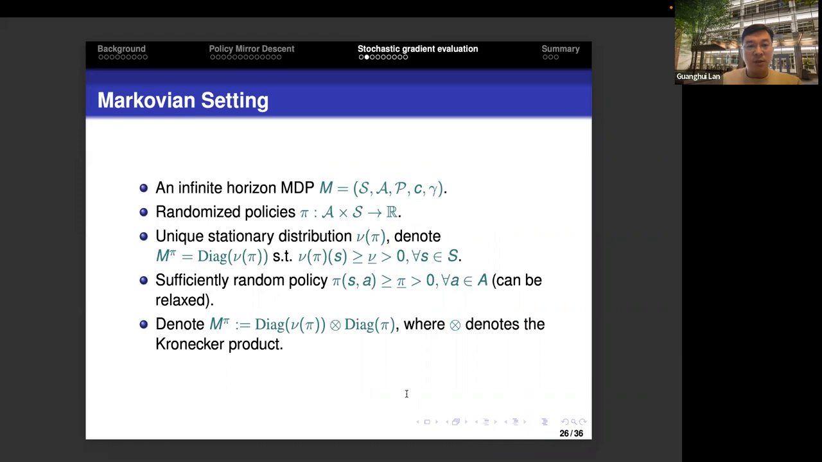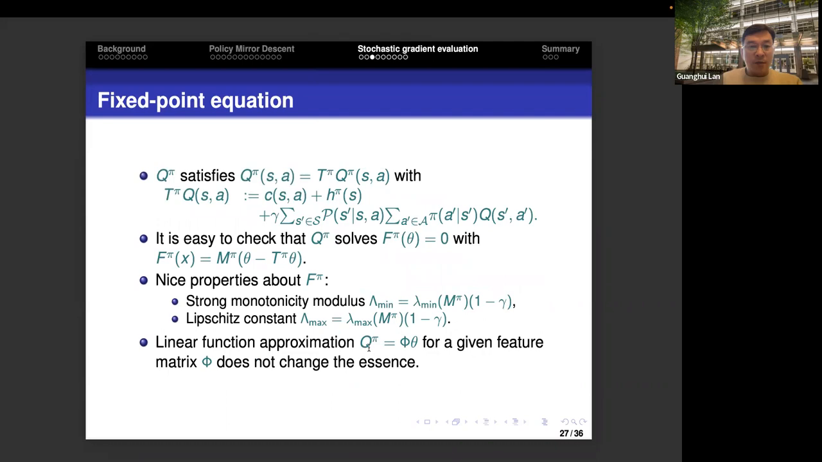In that setting, we need to have a different algorithm to estimate the Q function. We are going to briefly talk about the algorithm and the associated complexity result. Given a policy pi, you want to estimate the Q function. Assume that the policy pi induces a stationary distribution nu, and we denote the diagonal matrix as M pi. In the basic setting, we assume that the policy is sufficiently random, that means pi(s,a) is positive. Then we can write down the estimation problem, or policy evaluation problem, as a fixed point equation.